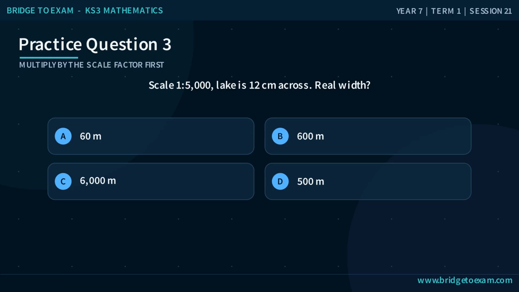Practice question 3. On a map with scale 1 to 5,000, a lake measures 12 centimeters across. What's its real width in meters? Option A is 60 meters. Option B is 600 meters. Option C is 6,000 meters. Option D is 500 meters. Pause and multiply 12 centimeters by the scale factor first.